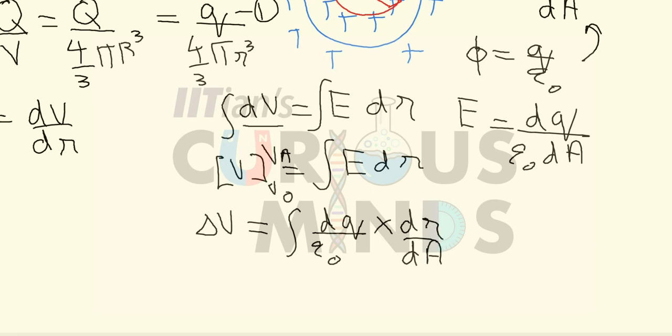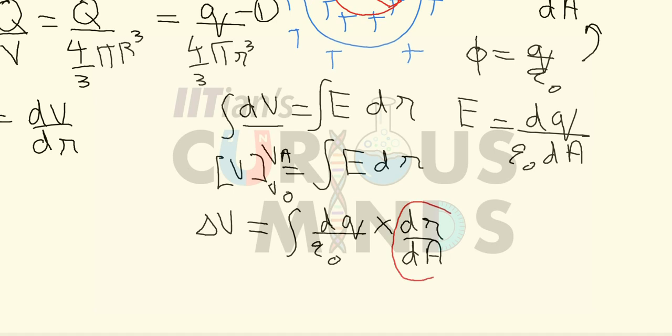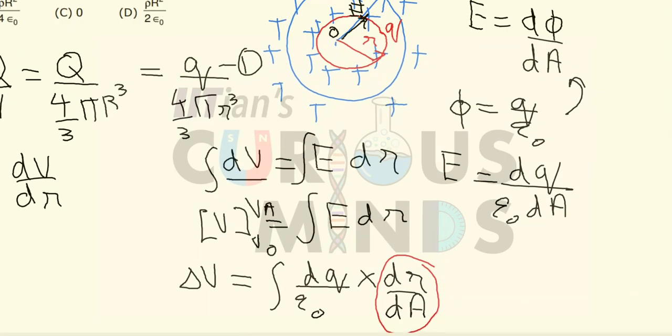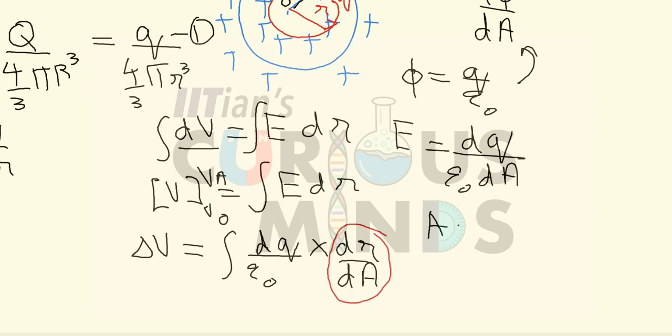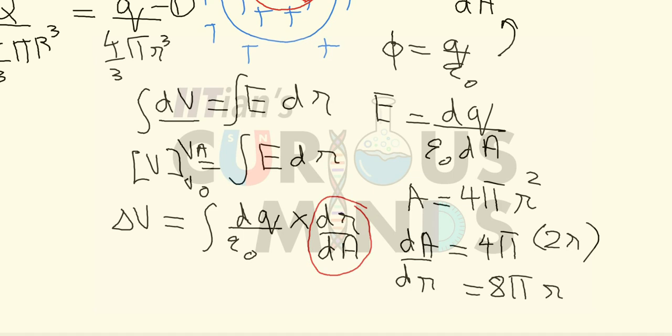Before integrating this part, we have to understand that while integrating there should be only one variable, but you can clearly see over here there are two variables. There are in fact three variables, the charge, dr and A. Now how to resolve this part? The area of this section will be equal to 4 pi into small r square. So dA divided by dr will be equal to 4 pi into the derivative of r square, which is 2r. So basically it will be equal to 8 pi r.